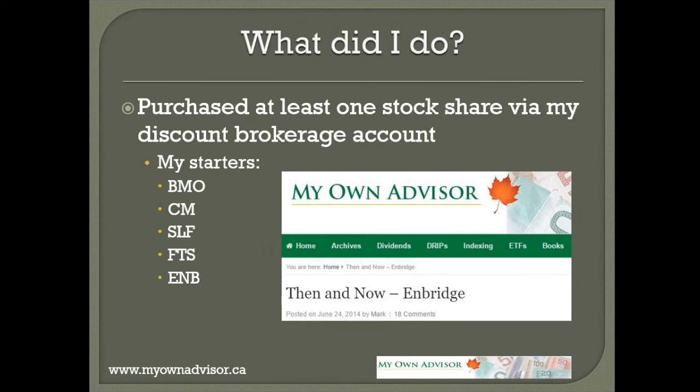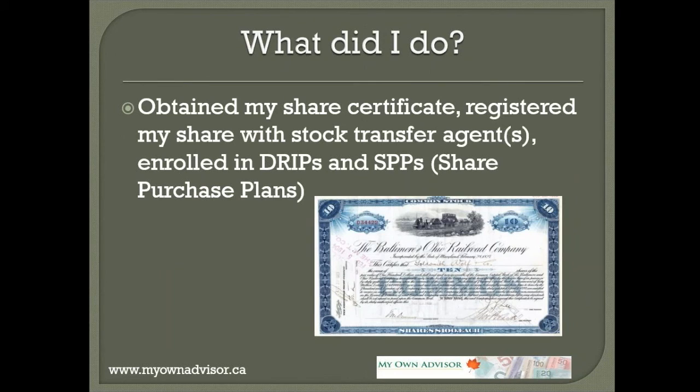So those are my starters. I started with Bank of Montreal, CIBC, Sun Life, Fortis, and Enbridge. I started with 5. So basically I started with purchasing at least one share in my brokerage account, and then I got that share certificated, and then I started my full drip with my transfer agents, Computershare or CIBC Mellon, who is now CST, that stock agency. So I got my share certificate, I registered my share with the transfer agents, and then I enrolled in the DRIPs and SPPs.